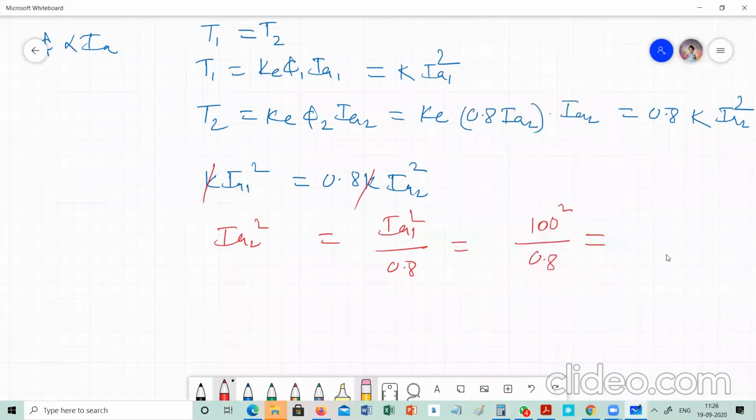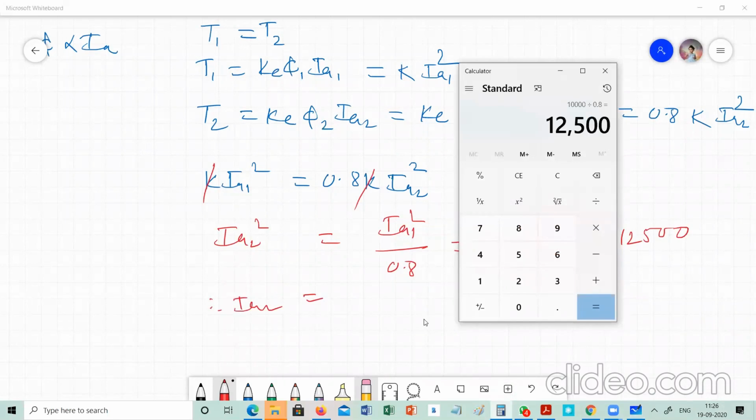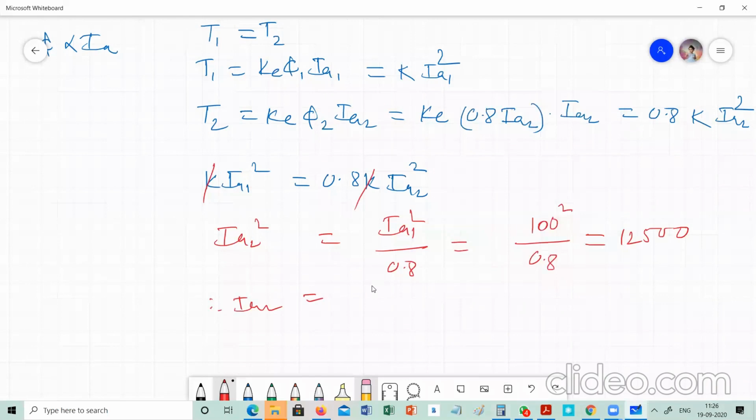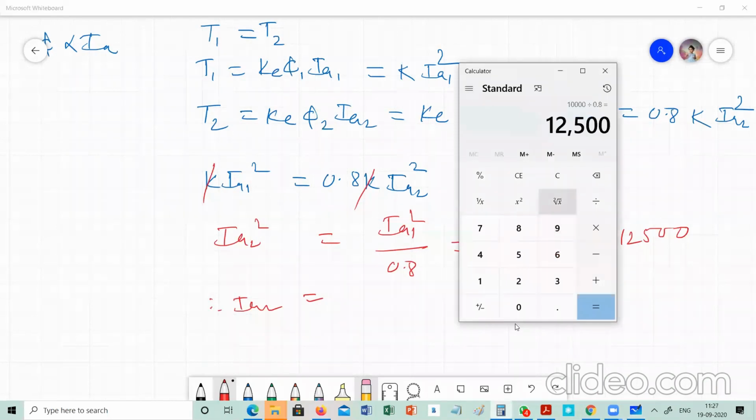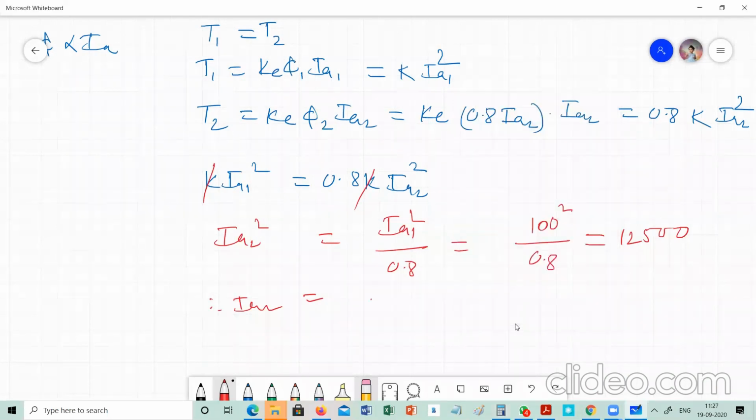इज इक्वल टू 12500, हे झाला IA2 स्क्वेअर. आता स्क्वेअर रूट किती ते बघा. Therefore IA2 is equal to 50√5, which is 111.8. This is the value of IA2.